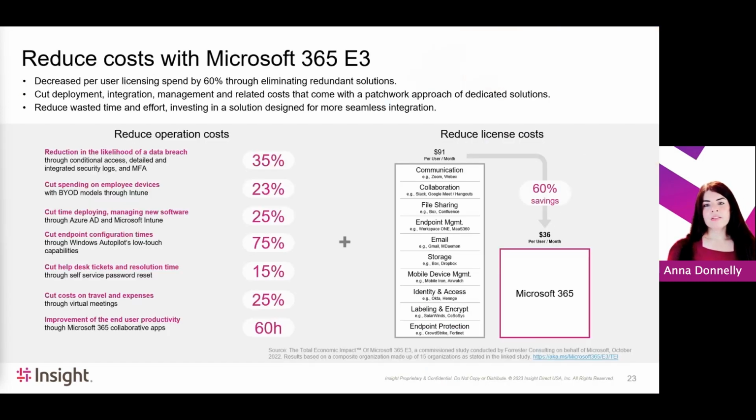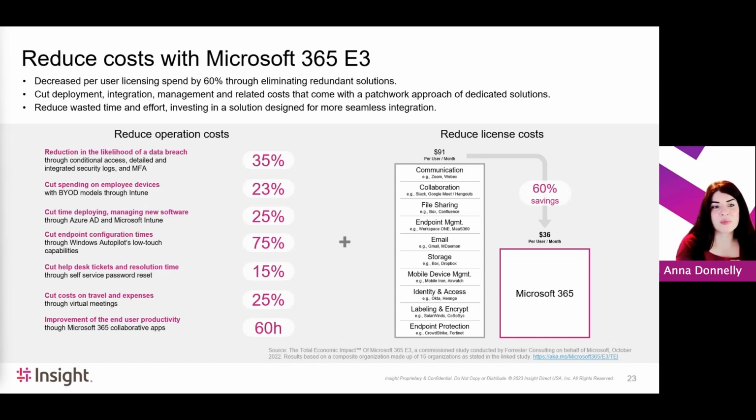And if we're wrapping all of this up, going back to that 60% cost savings, that comes from, again, reduction in the likelihood of a data breach. You're cutting spending on employee devices and how you're managing those devices. You're cutting time on managing and deploying software, endpoint configuration times. Remember, in that modern management, modern endpoint space, there's a lot. If you notice, it's spending on devices, time deploying, configuration time, help desk tickets, a lot of it sits right there. So if you wanted to have that conversation with us, we'd love that one too. That's what we're really, really good at.